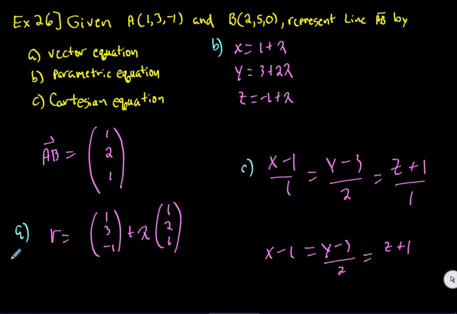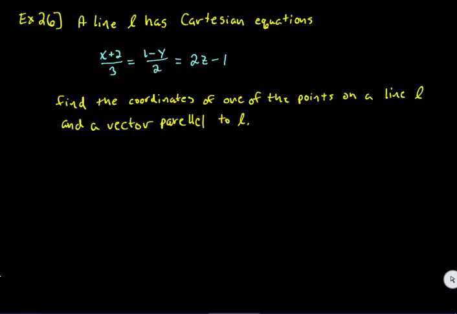Sound good? All right, next question we're going to look at is example 26. It says a line L has a Cartesian equation as such. Find the coordinates of one of the points on the line L and a vector parallel to L. So let's see. First thing, it's not quite in the form that I want. I can see what's going on over here. I'm just going to reform this so you can see where I can find a point, and then I can find the vector that's parallel to L.